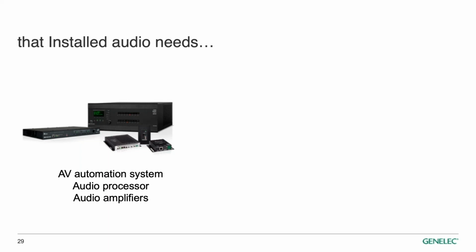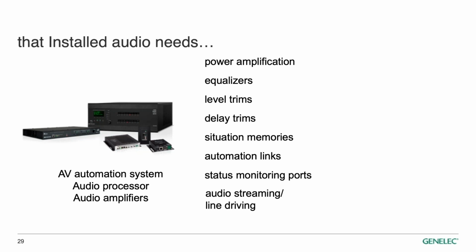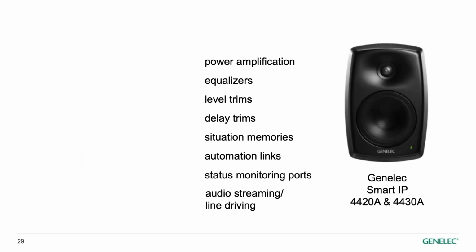And we at Genelec like to think that all of this functionality and much more can be integrated into the loudspeaker itself. So active loudspeaker design enables us to build inside the loudspeaker power amplifiers, equalizers, level and delay trimming tools, memory slots to recall different situation memories, links to the automation system, status monitoring, and the audio streaming or signal receiving functionality. And all of that is featured in the Smart IP 4420 and 4430 loudspeaker systems.